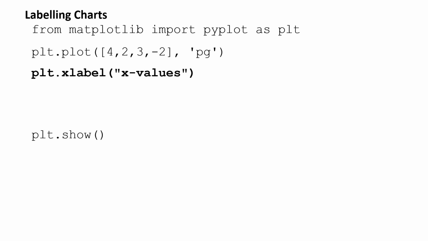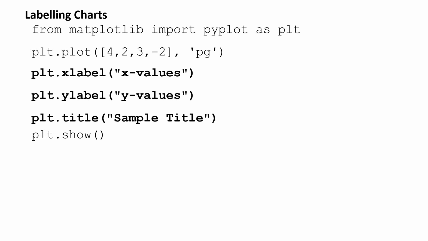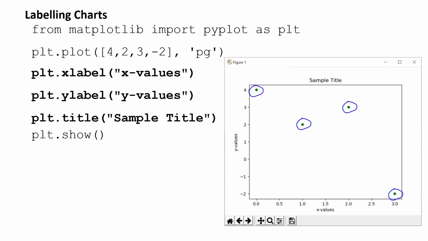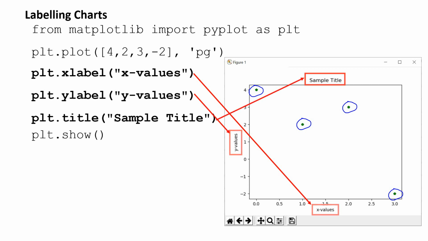plt.xlabel. Then as argument we can supply any string which will be used as label for the x-axis. So here we are saying x values. Then plt.ylabel, y values. So y values will be used as label for the y-axis. Then plt.title. Let's give sample title as the title. Then plt.show. Now we run this code to get the output. Observe the labels x label, y label and title. This way we have learned how to plot points using the pyplot.plot function.